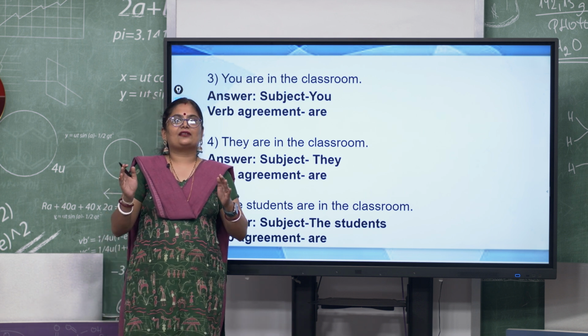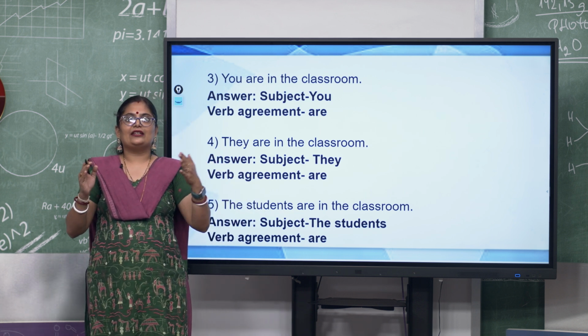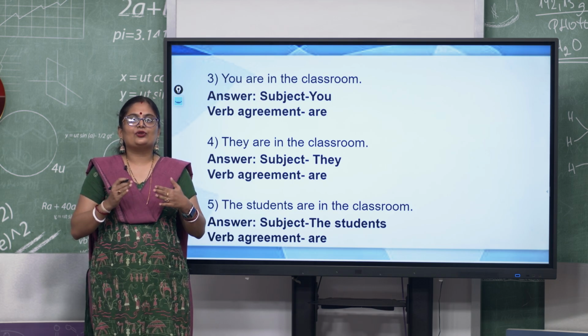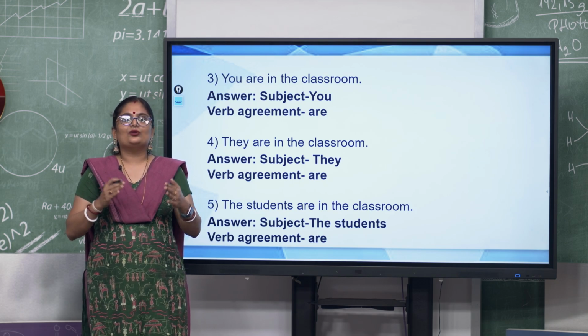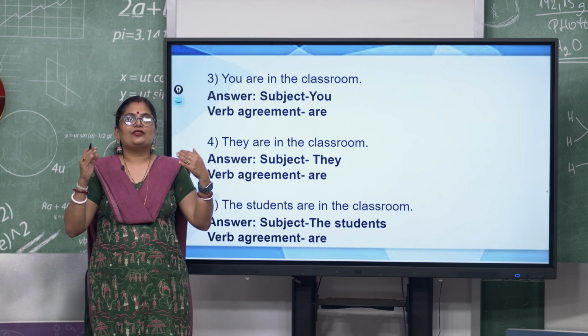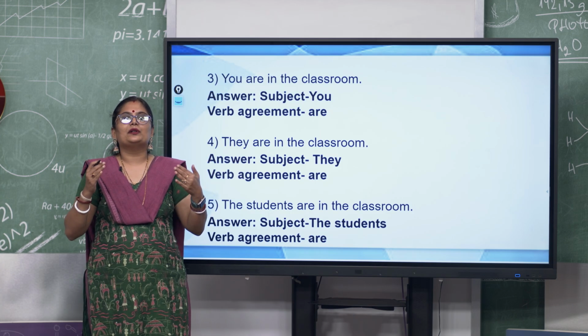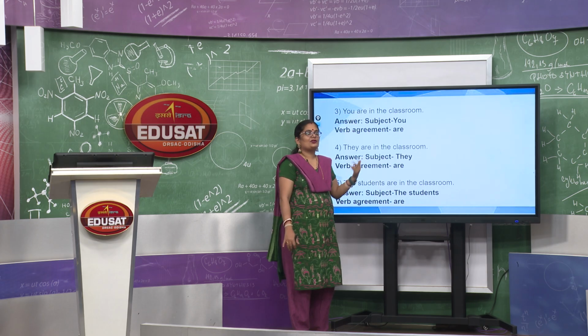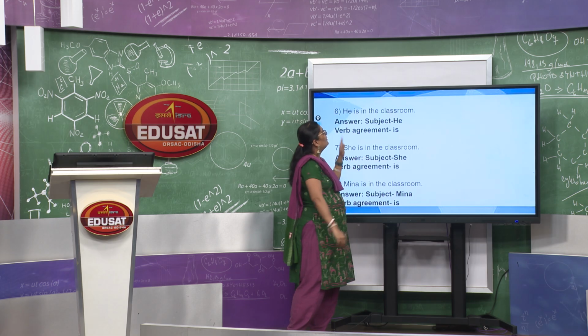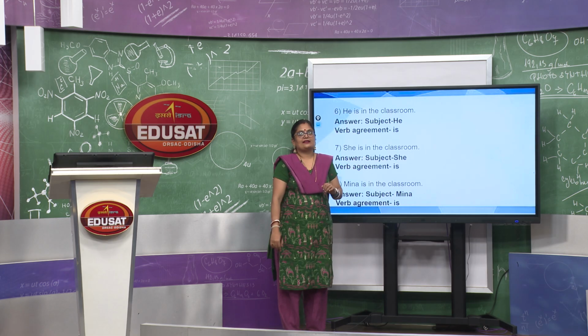Mostly the subjects are placed during the initial phases of the sentences. So, it becomes easier for you to identify as you read the sentence and try to pick out which is the subject and which is the verb agreement. Now, children, let us move on to the next slide. Look at this particular sentence.